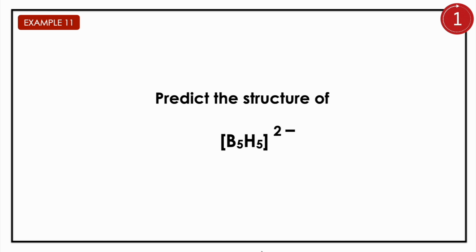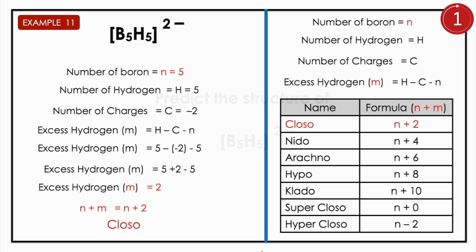Then the next example, here you have the B5H5 2 minus anion system. You should find the structure using Wade's rule. Here you have a simple borane but with a charge. The charge is outside the cage, don't confuse it. It's a simple charge of 2 minus. So we go by the basics to find the excess of hydrogen. Here the number of borons is 5, so N equals 5. Hydrogens are 5, so H is 5. The charge is minus 2, so C equals minus 2.